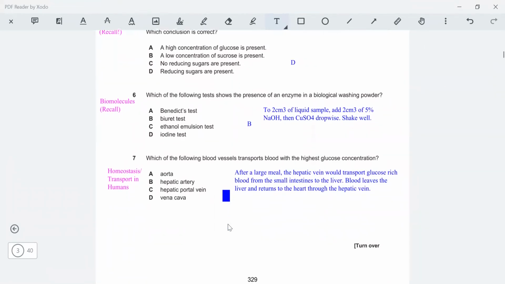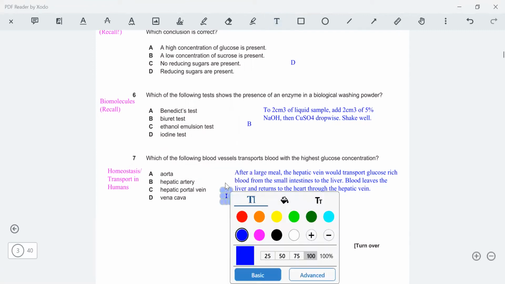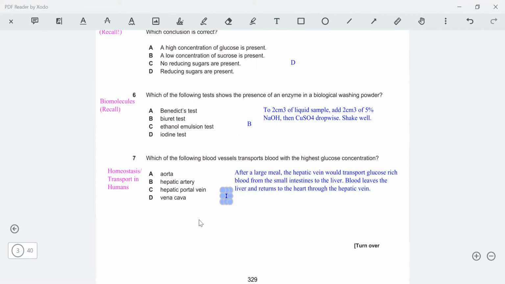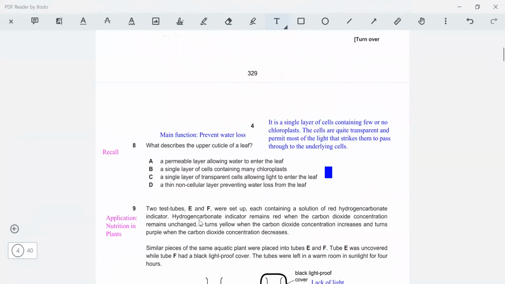Question 7. Which of the following blood vessels transports blood with the highest glucose concentration? So this is homeostasis or transport in humans. And you remember that after a large meal, the hepatic portal vein would transport glucose-rich blood from the small intestines to the liver. So the blood leaves the liver and returns to the heart through the hepatic vein. So glucose-rich blood will be here, and the answer is C, hepatic portal vein. Let me just review that for you. It'll be C.